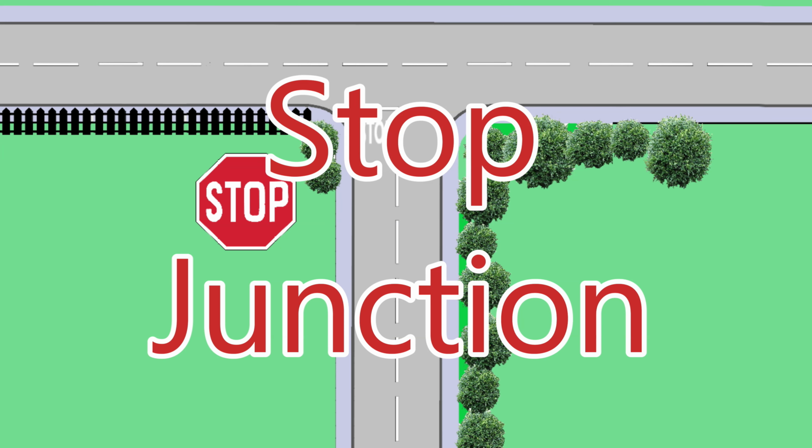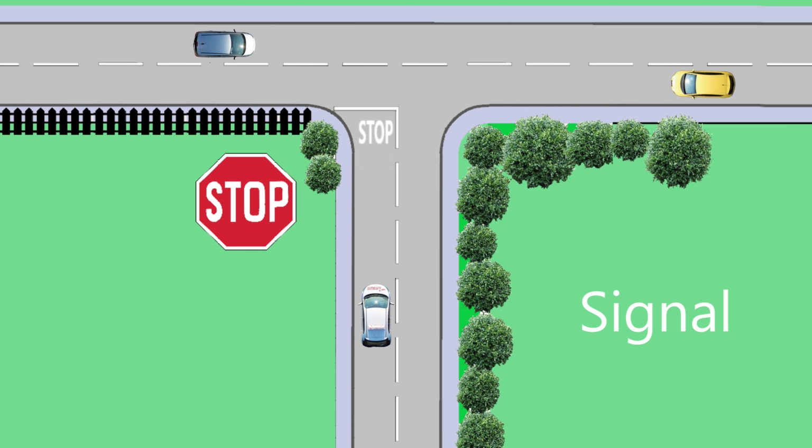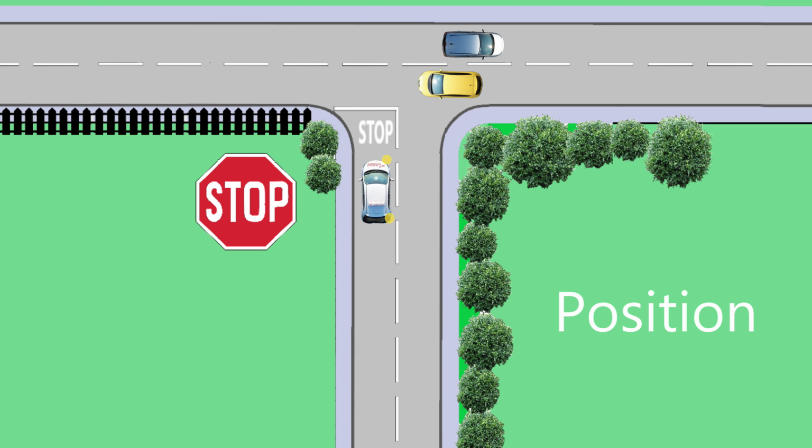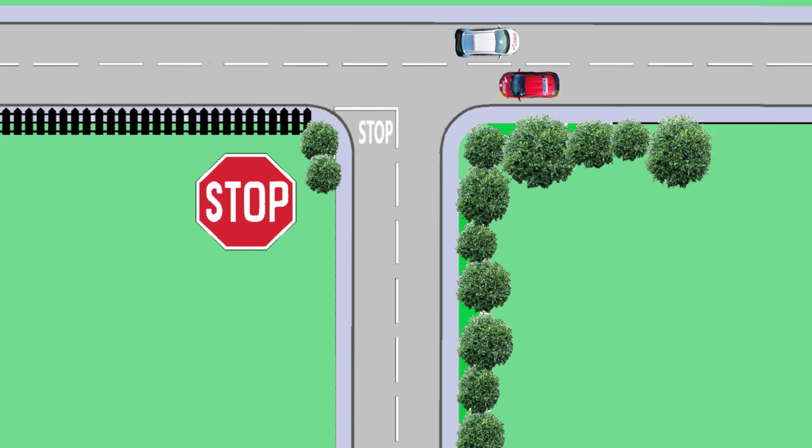Stop junction. On approach to a stop junction, whether turning left or right, use MSPSL on approach. Stop junctions are there because of an increased risk when emerging. The stop line is mandatory. When it is safe to emerge, do so safely.